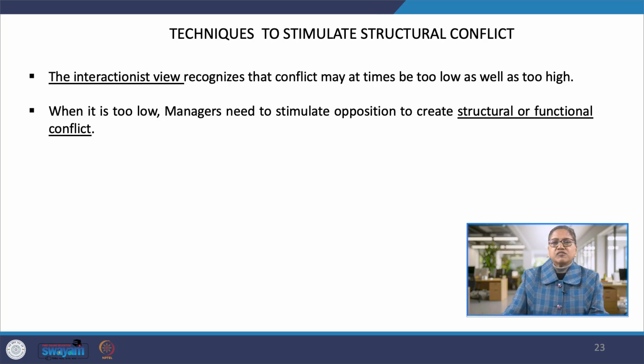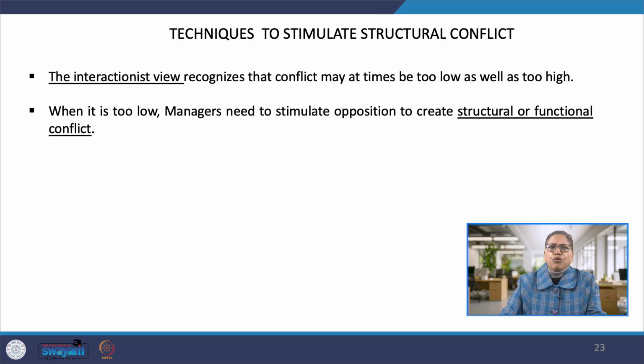Like we have discussed, conflict is detrimental to organization's performance, but a moderate amount of conflict is of course required in order to stimulate innovation and to encourage new ideas. So therefore, we also need to discuss the techniques to stimulate structural conflict. If a group is homogeneous, where people contribute the same or similar ideas, that will never be creative or innovative. So, the interactionist view recognizes that conflict may at times be too low or it can be too high.